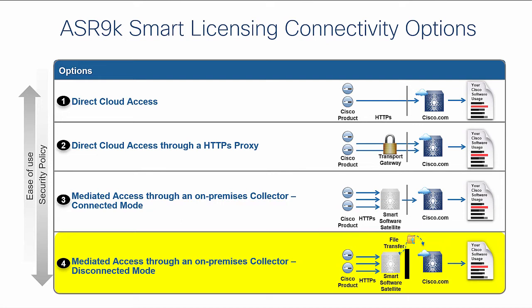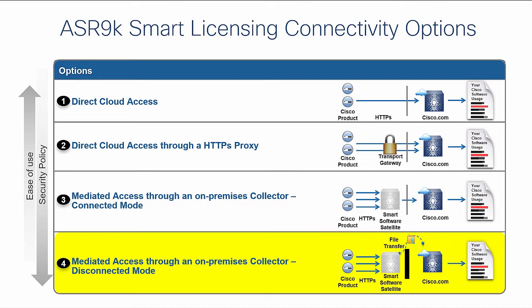Option 4, as you can see, is basically the same, but with one big difference. Instead of using an IP session between the smart satellite and Cisco.com, a manual file transfer is used. This is what I will demo in a minute. So, instead of using a direct IP connection, it will upload a file from the satellite, store it on my PC desktop, and then I will upload it to Cisco.com. And I will generate an answer file on Cisco.com, download it again to my desktop, and then upload it to the smart licensing satellite.